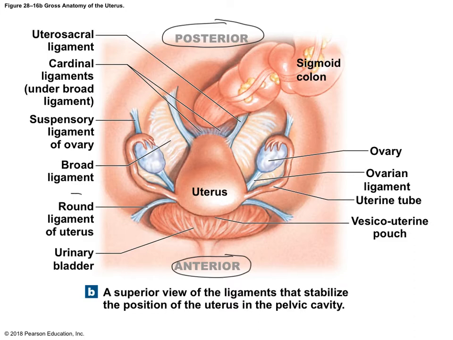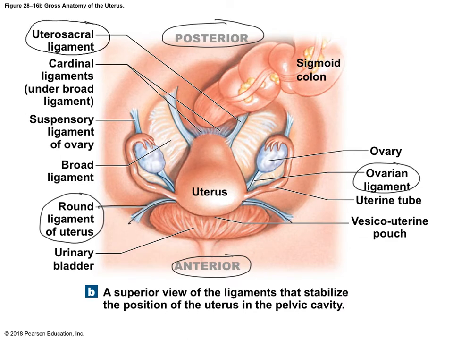We can see the round ligament, how it attaches to the uterus and then extends to the pubic bone. We can see the ovarian ligament that attaches the ovary to the uterus. And we can see the uterosacral ligament that attaches the uterus to the sacrum posteriorly.